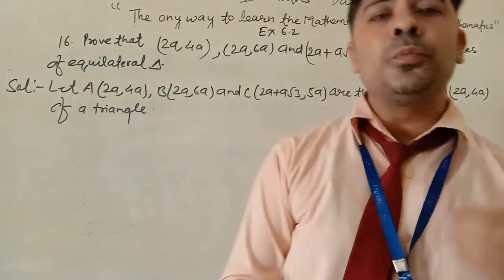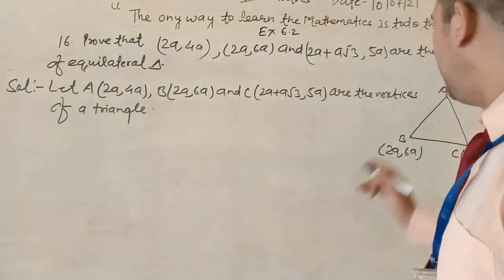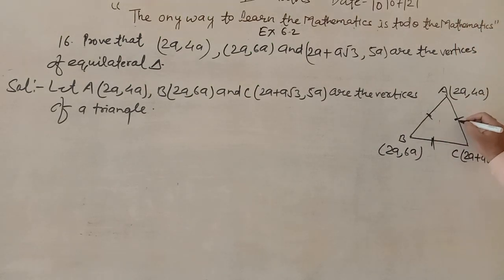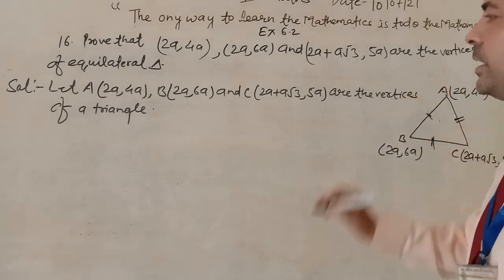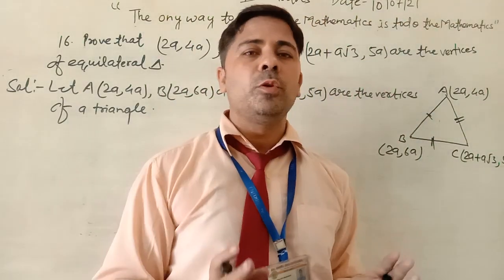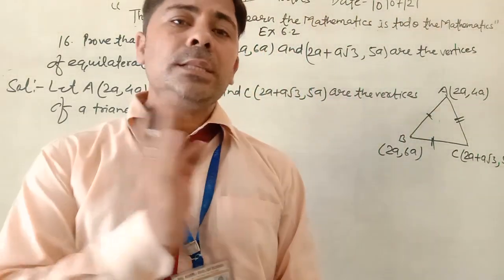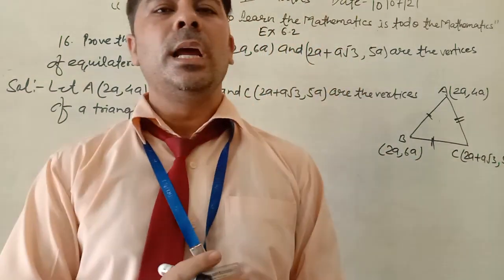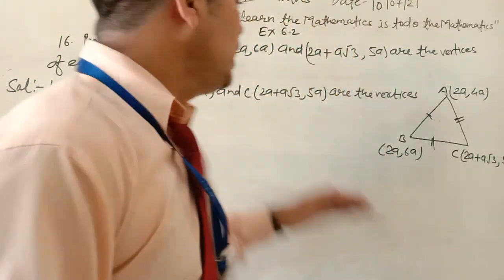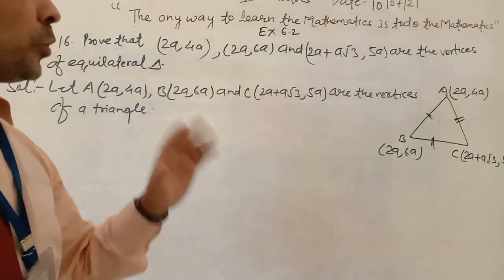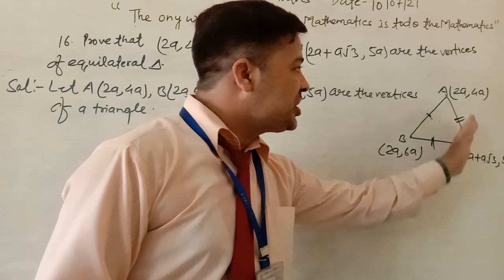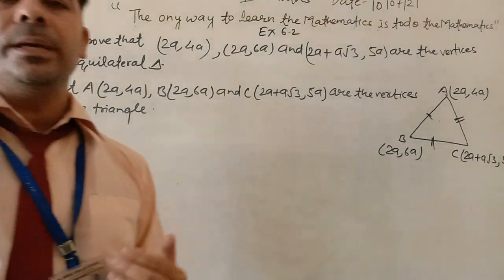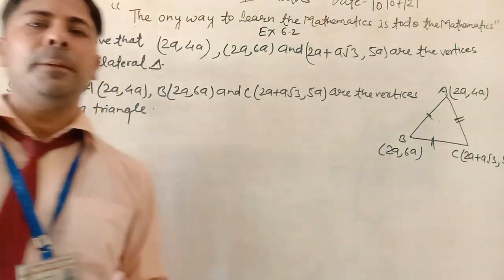Student, if you need to prove that they are equilateral, firstly we need to prove that AB is equal to BC is equal to AC. You know that the property of an equilateral triangle is that all sides are equal and also all angles are equal to 60 degrees. But here we only need to prove that AB is equal to BC is equal to CA. So we need to find out the value of AB. How can we find it?